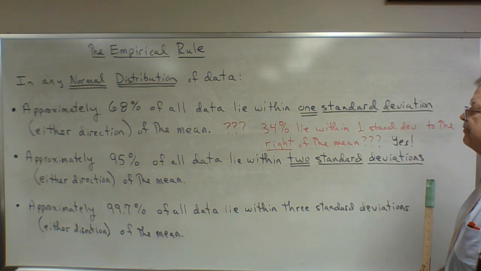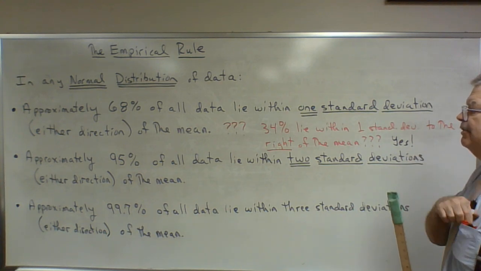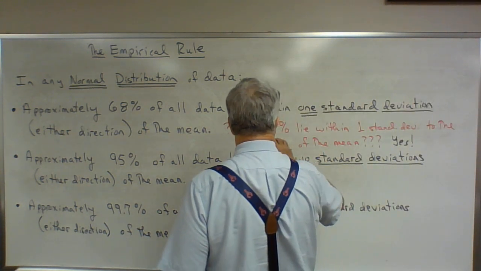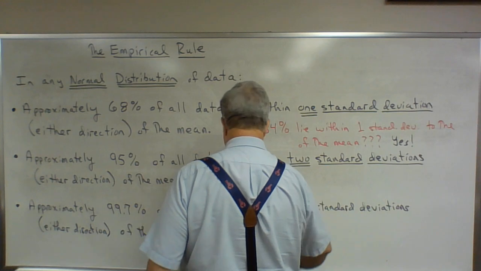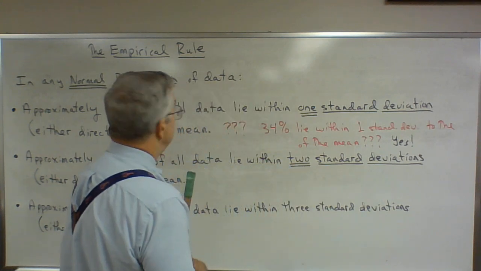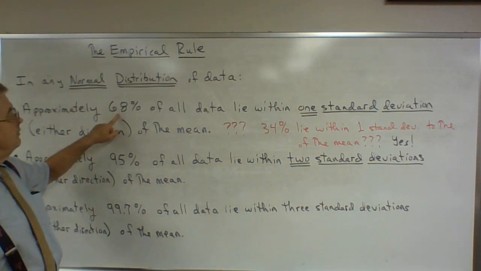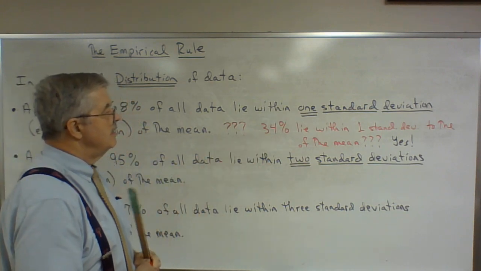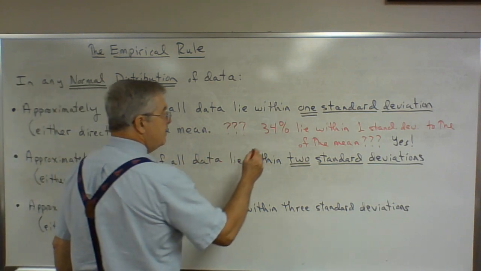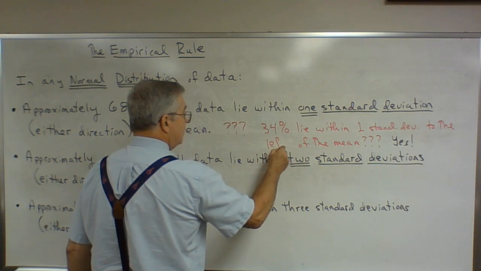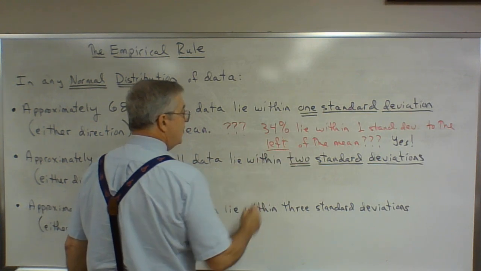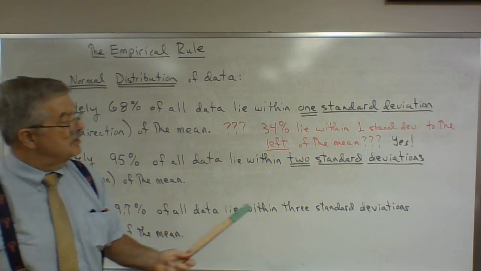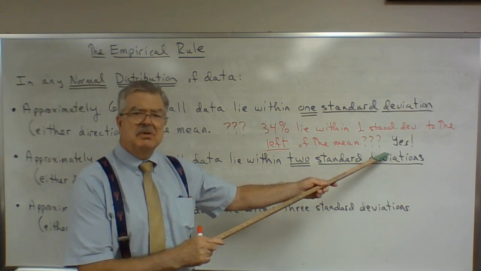Now, since the graph is symmetric, can I do this? And can I say half of this 68%, that is 34%, lie within 1 standard deviation to the left of the mean? And the answer again is absolutely yes.